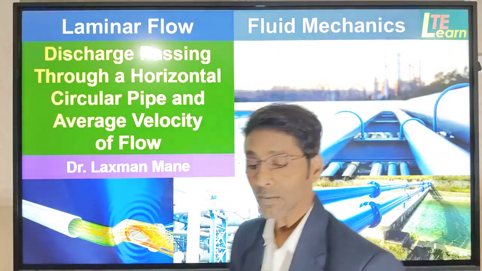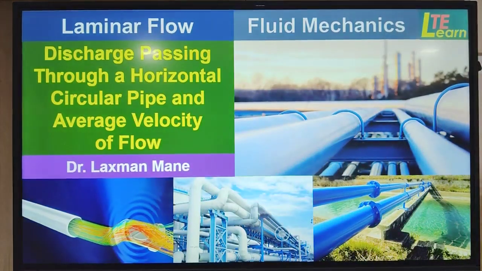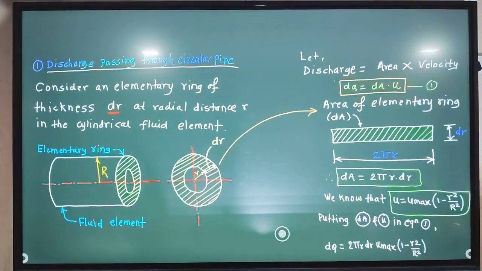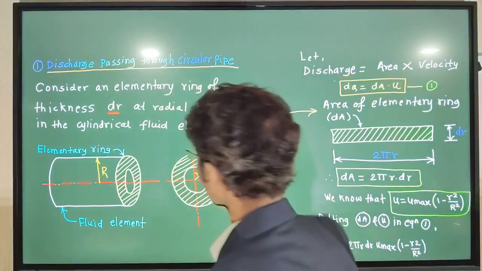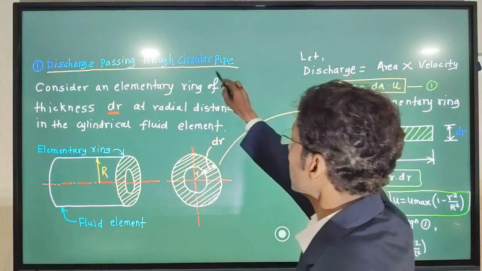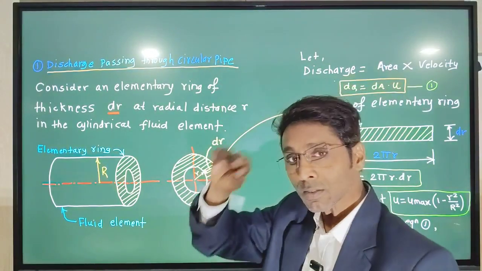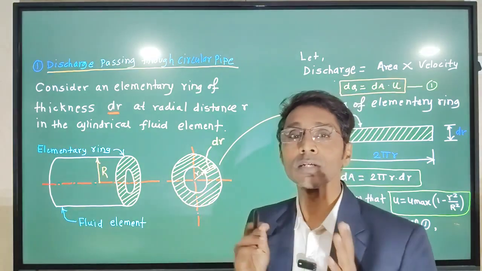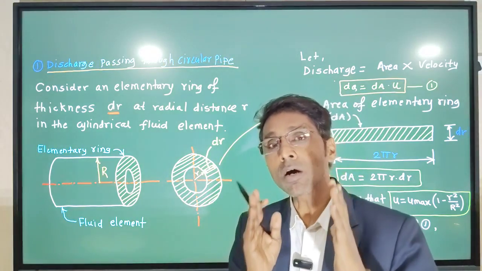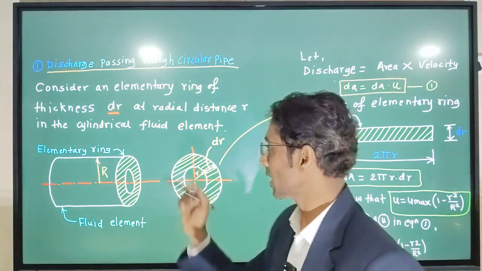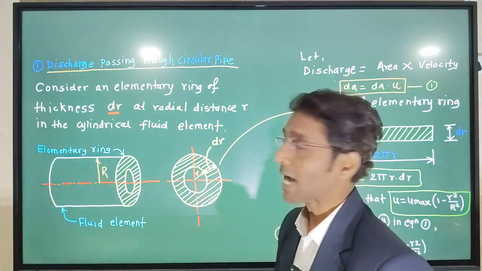So let us see the first part, that is discharge passing through a circular pipe. To obtain the expression for discharge passing through a total circular pipe, first of all we consider a small fluid element. That is shown here in the diagram.